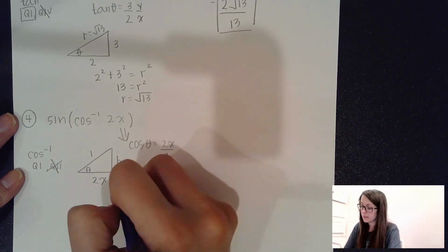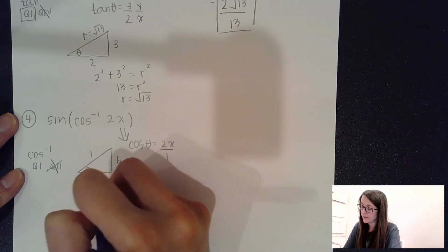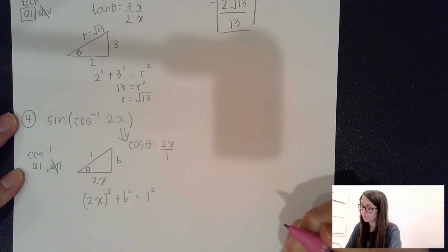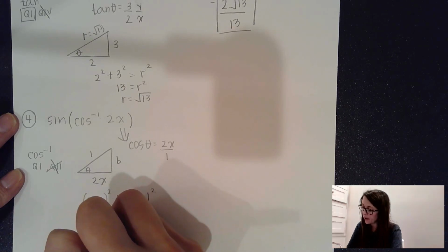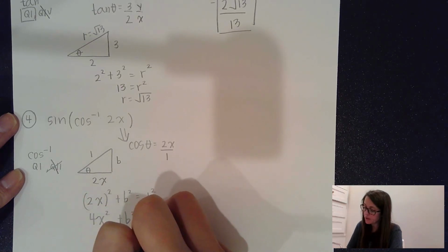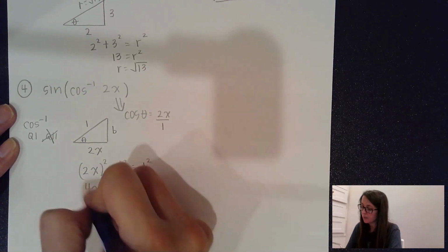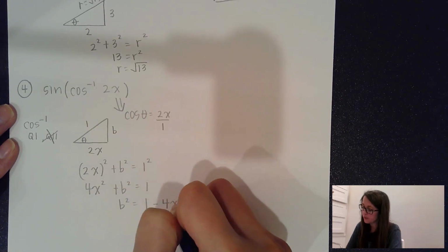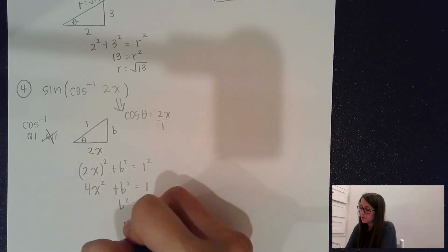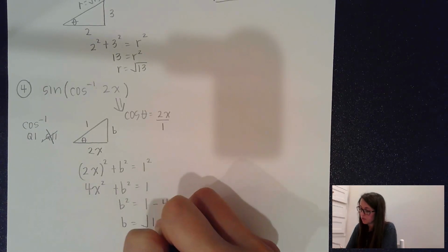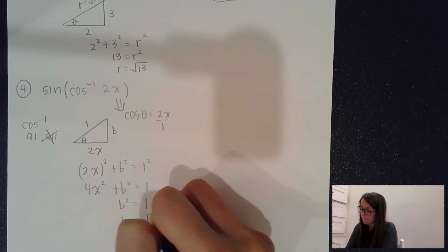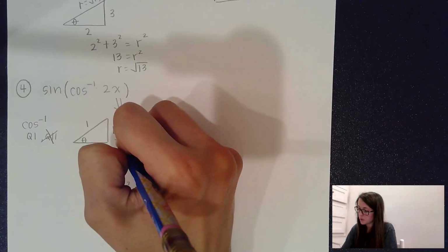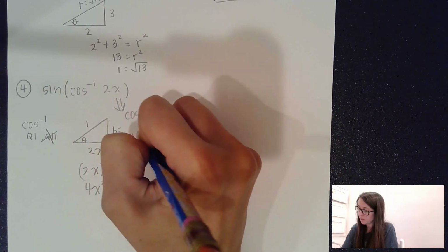So if I wanted to find b, I would still be using my Pythagorean theorem. So I would have 2x, all of that squared, plus b squared is going to be equal to 1 squared. So this is going to end up being 4x squared plus b squared is equal to 1. So if I want to solve for b, I move the 4x squared over, so b squared is going to be equal to 1 minus 4x squared. And then I'm going to take the square root, so b is going to be equal to the square root of 1 minus 4x squared. Okay. So this side over here is going to be equal to square root of 1 minus 4x squared.